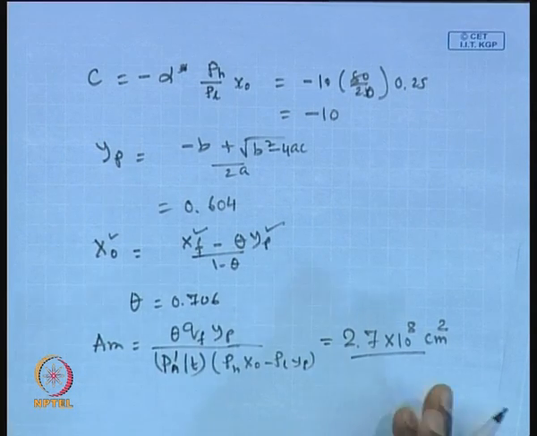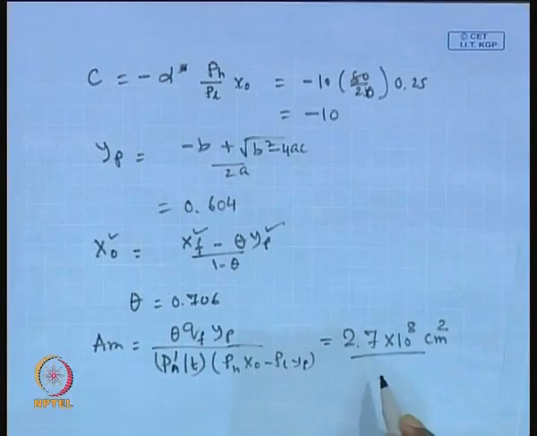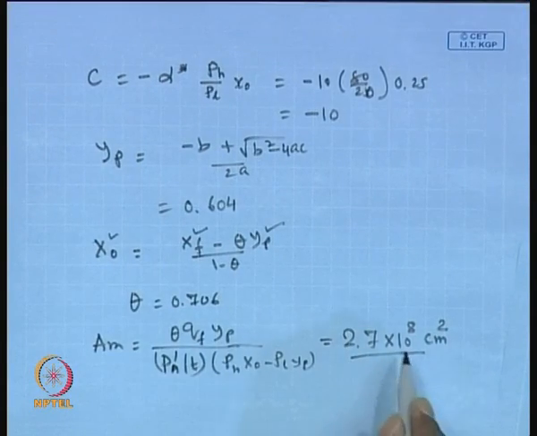Okay. So, this is a typical order of magnitude of membrane area that you are looking for in this particular problem. The relevant module configuration can be prepared by ensuring that this much membrane area is obtained in this system in order to make it feasible.